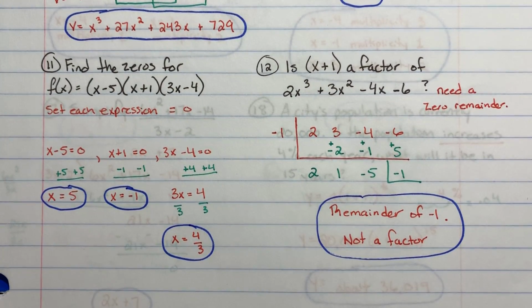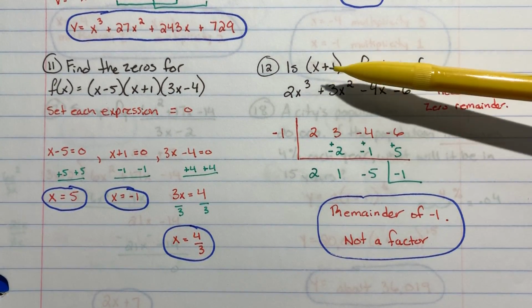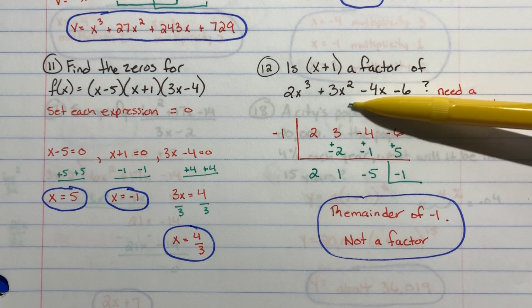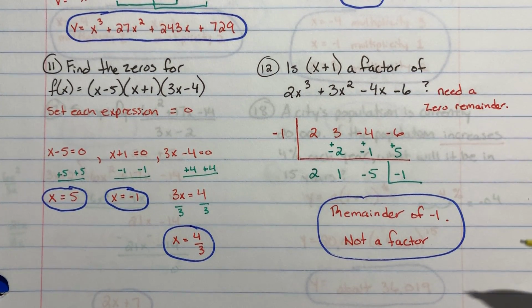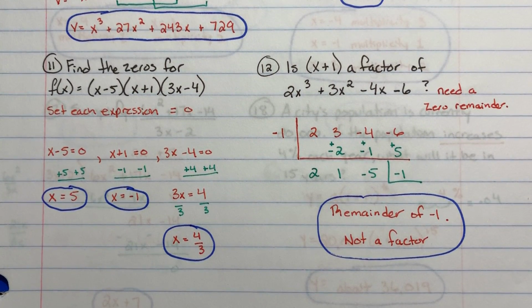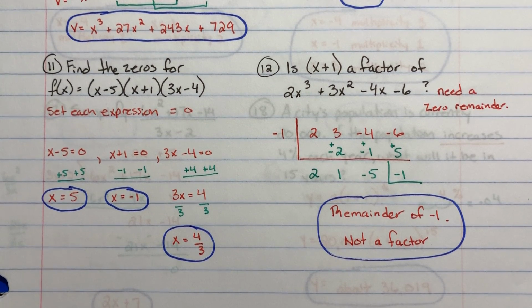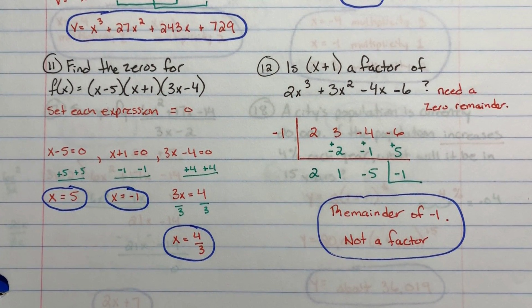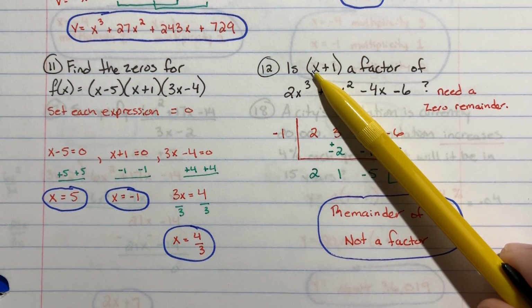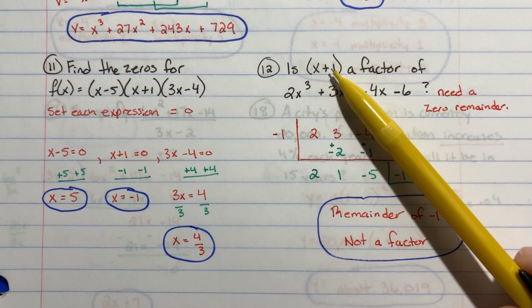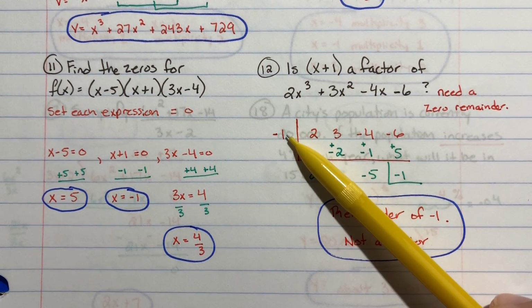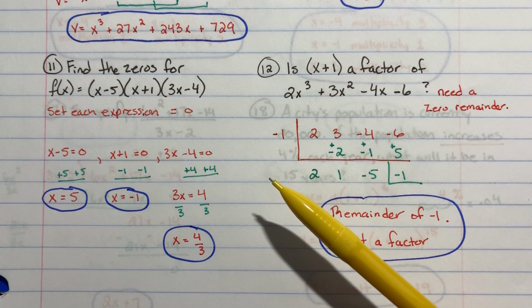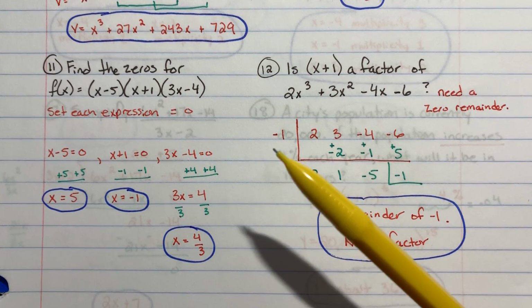Problem 12. To determine if an expression is a factor of another expression, you could just divide them. If it divides evenly, meaning that there is no remainder, then that means it is a factor. Because my x doesn't have a coefficient, I could use synthetic division here. Just remember to change that sign. Use -1. Sorry for the background noise, we got construction going on here.